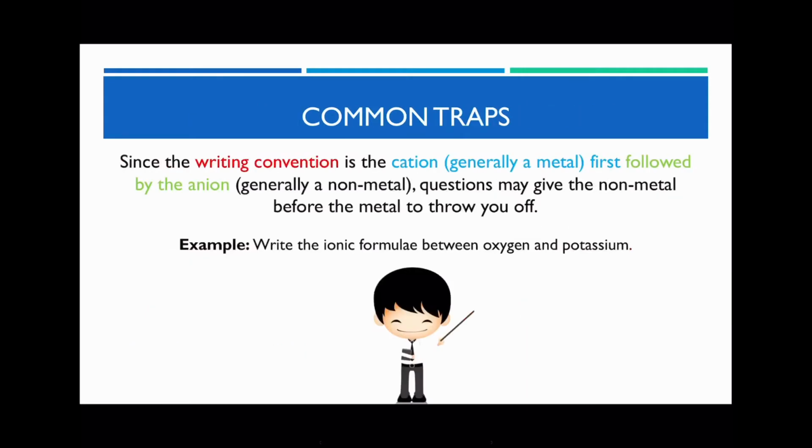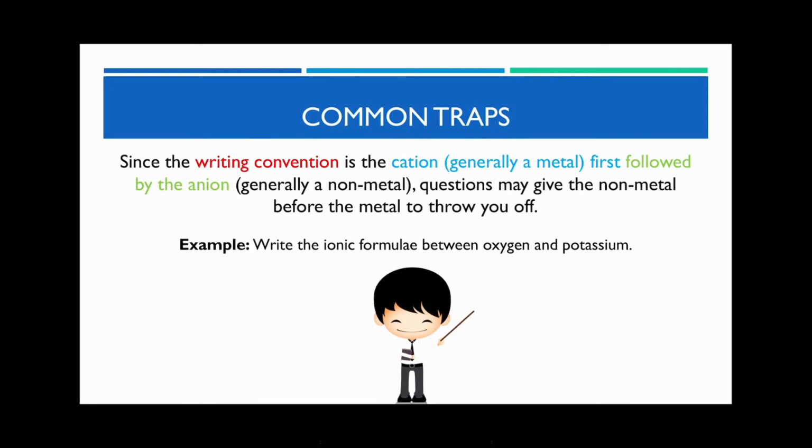This is a common trap that I didn't go through in the last lesson, but I do want to go through it now. It reads out, since the writing convention is the cation is written first, followed by the anion, one of the ways that a question might want to throw you off is by giving you the non-metal first before the metal. So for instance, they might say, write the ionic formula between oxygen and potassium. So when these two elements form an ionic compound, write down the ionic formula.